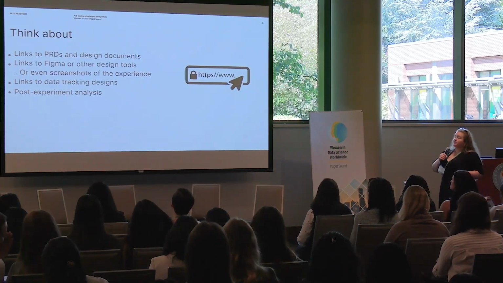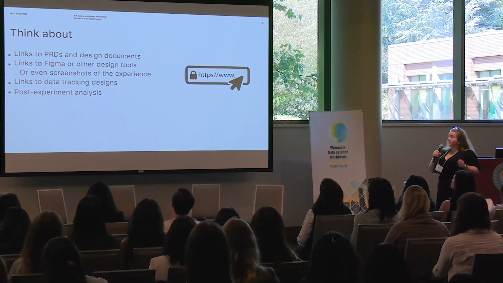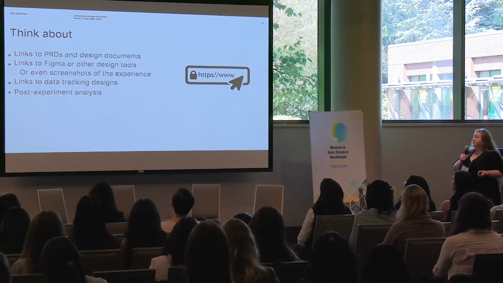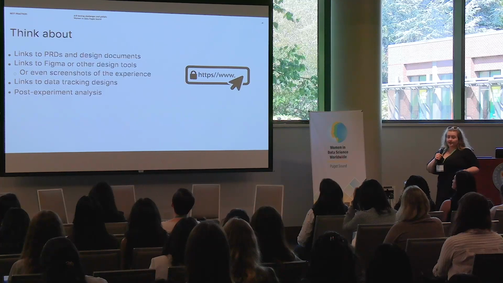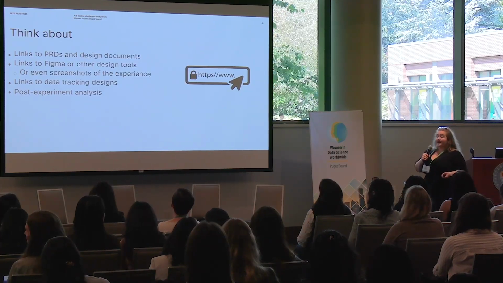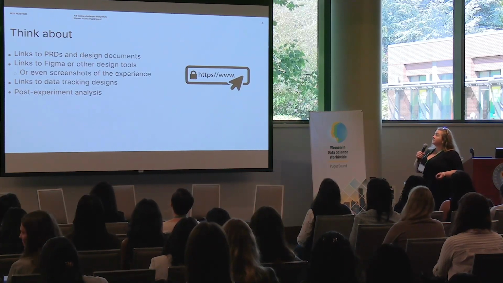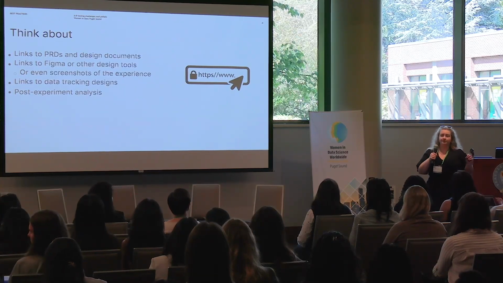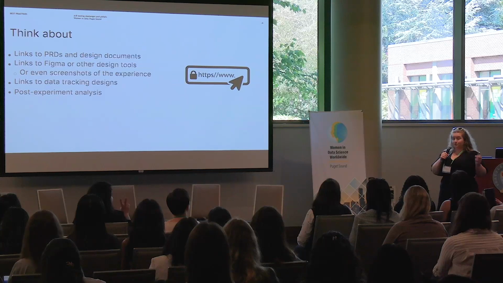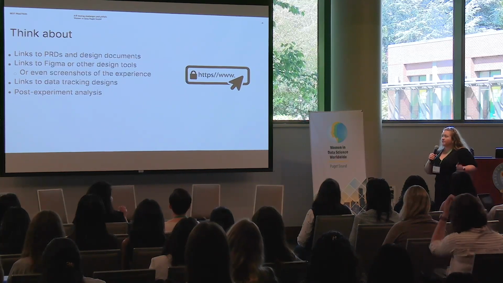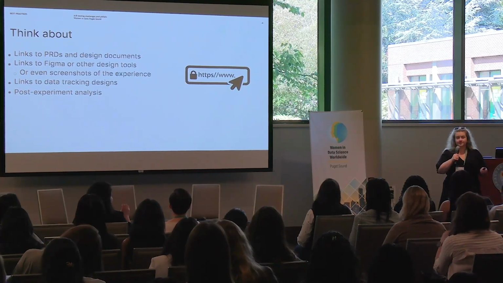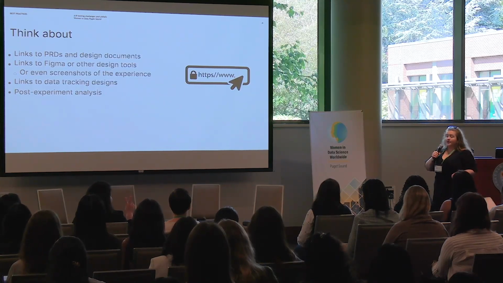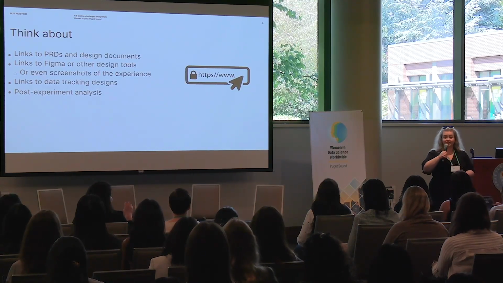We also include a bunch of links: PRDs, product requirements docs, design documents that the design team has created, Figma links. I also like to include links to any sort of data tracking designs. Often in testing, there are one or a couple more events that we need to introduce. It's all in one place. And then I also link out to post-experiment analysis, which I personally like to keep separate, although there is a section where you can include it there. That means that things are very clean.